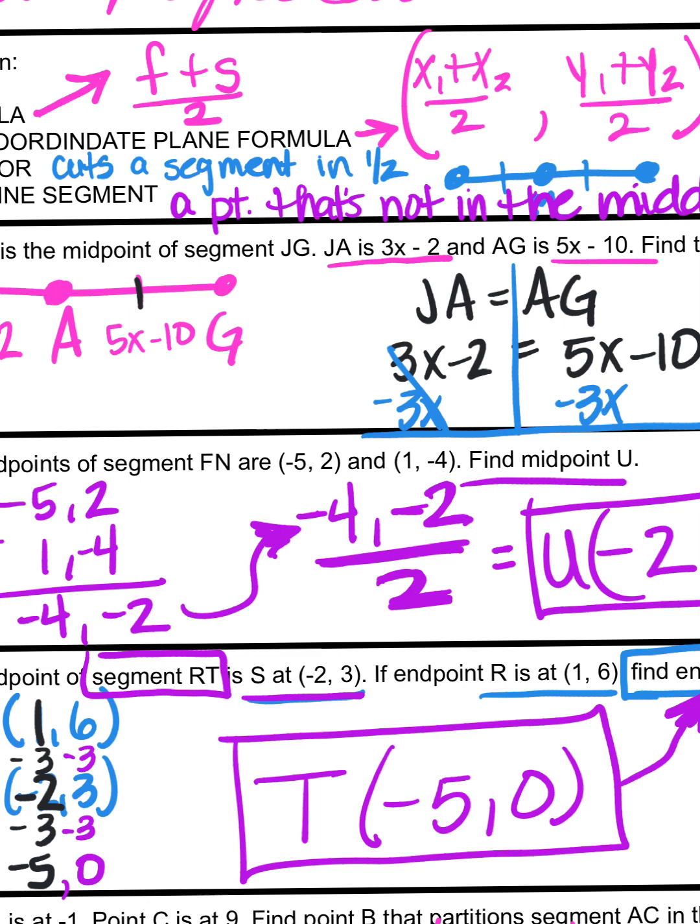Now it does say to find the length of JA, so I'm just going to plug it in. 3 times 4 minus 2. 12 minus 2 is 10. So JA is 10. Now my question to you is, if this is 10, then I know this side is also 10 because they're the same size, because these tick marks tell me so. So that means the whole thing, part plus part equals whole, right? Make sense?